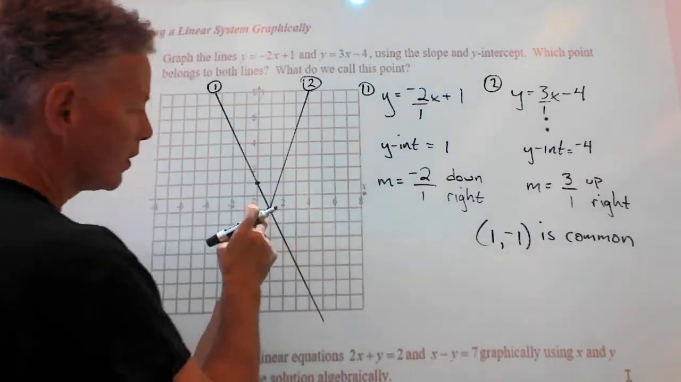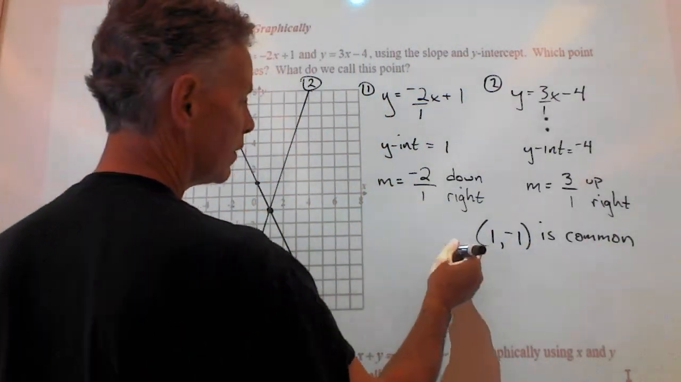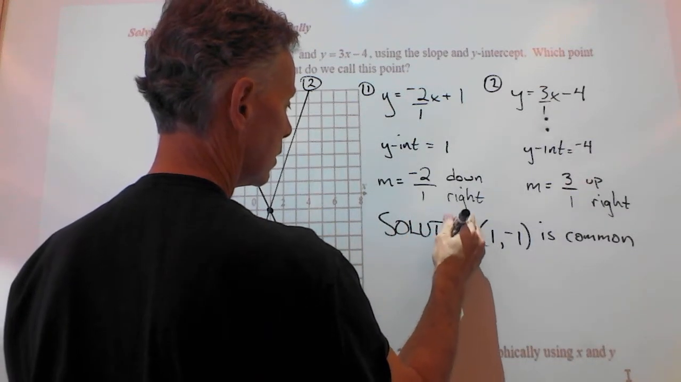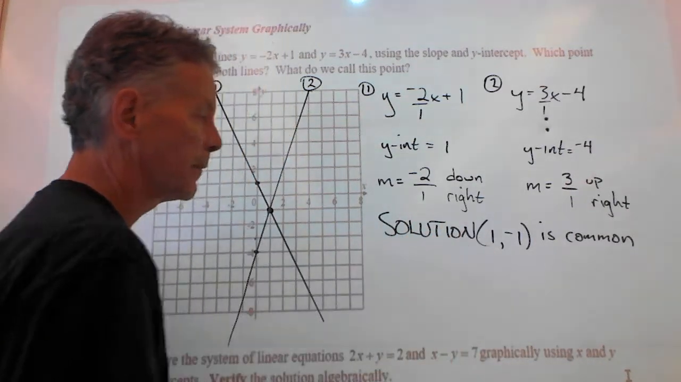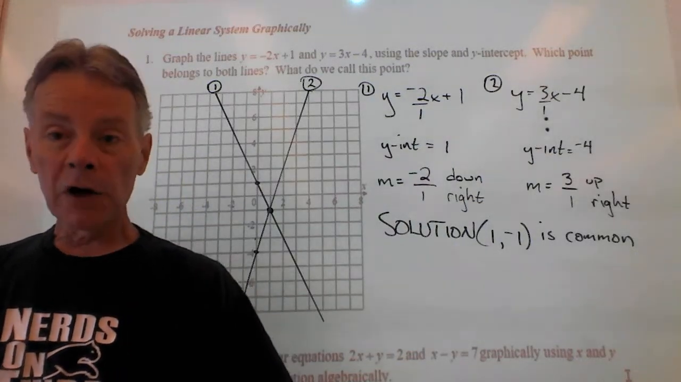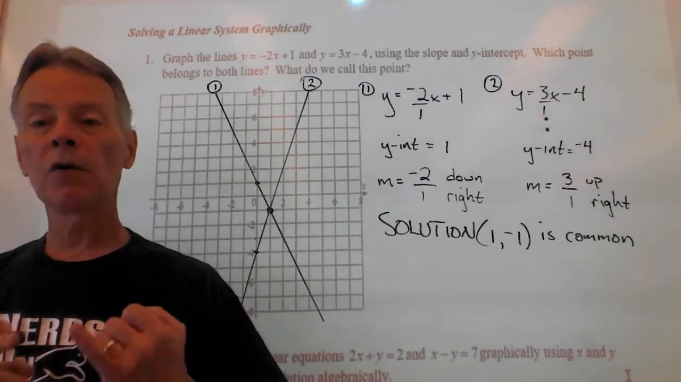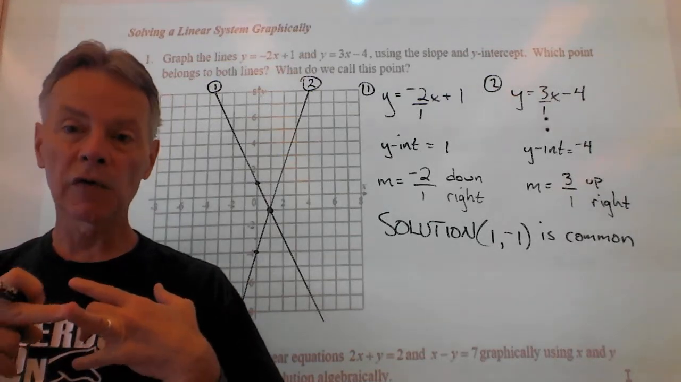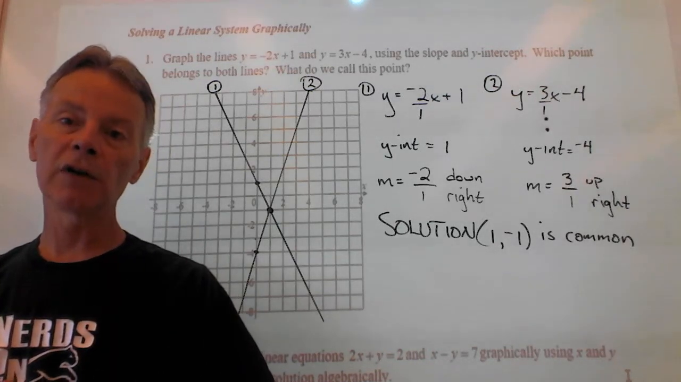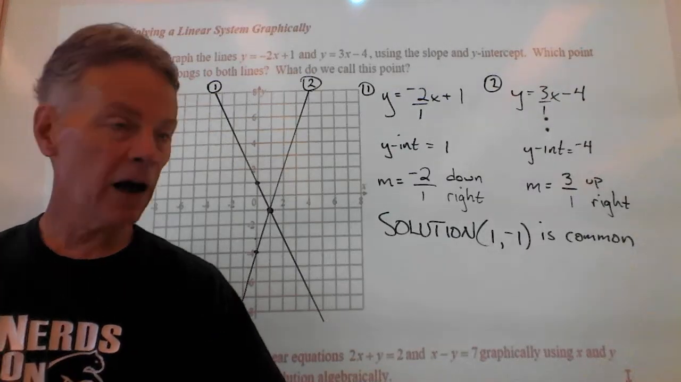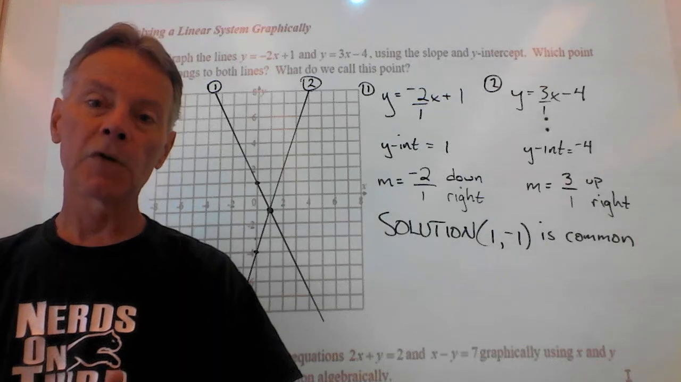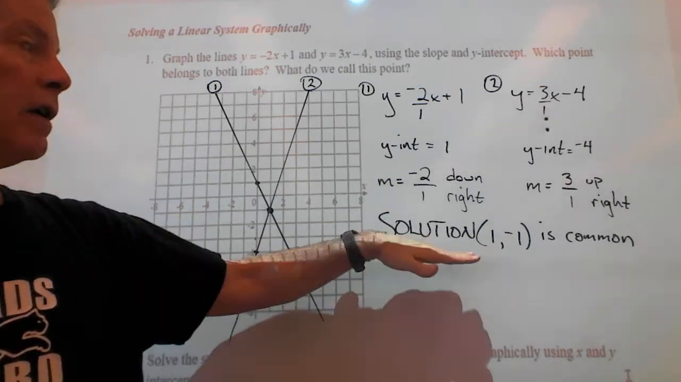And the point that is common, the intersection point, is called the solution. Okay? So from here on in this chapter, whenever you're asked what's the solution, or you're asked to solve a system of equations, it's just a way of asking where do they intersect. Okay? So, intersection point is the solution.